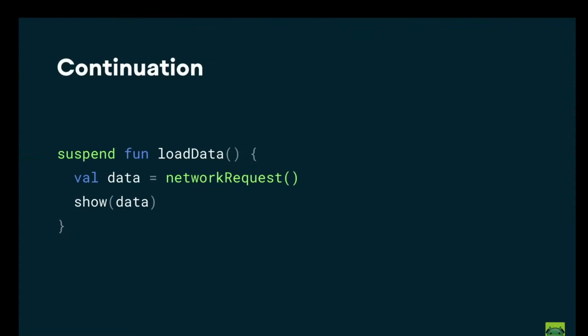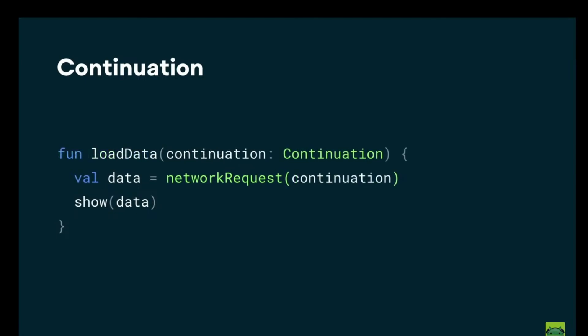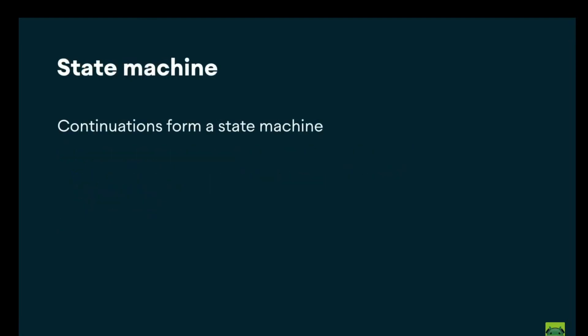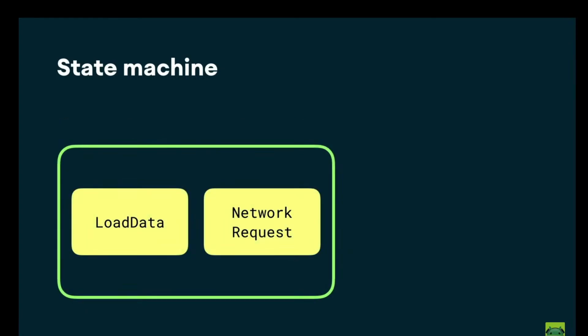So how is the compiler going to modify the function load data? Well, it will take the suspend modifier and replace it by a parameter of type continuation. And continuation forms this state machine in which it will be executed depending if the function is suspended or not. So we can see that when the function starts, it will start with a state 0. Whenever it suspends, we'll change state. Whenever it resumes, it will be back to a different state, and then we will finish.